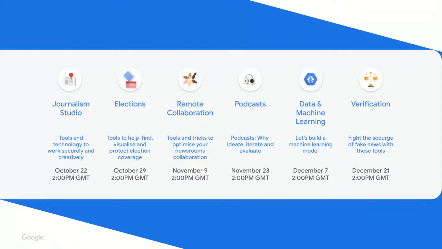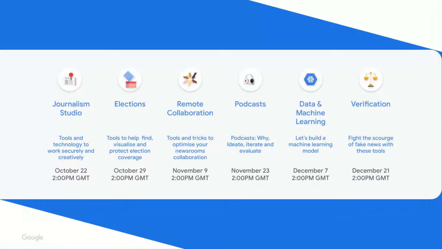All right, so just before we get into today's coursework, we will have a quick look at what has been done already for the third phase and what is to come for the third phase of the online live trainings. So we have done Journalist Studio. This is a suite of tools that are specifically created with journalists in mind, and they're tools and technologies that help you work securely and creatively.